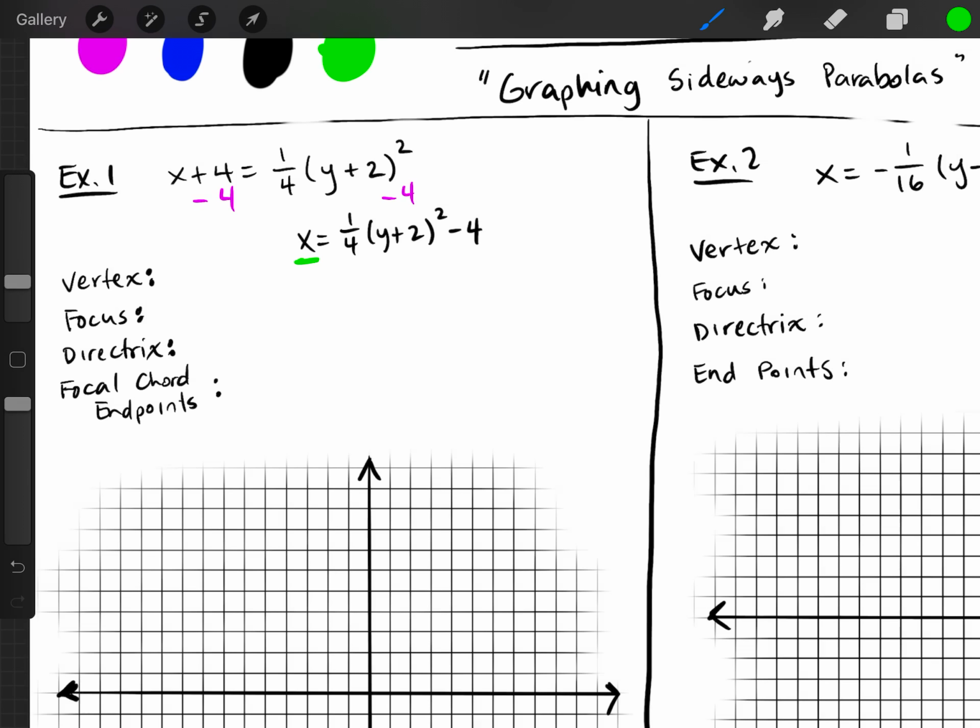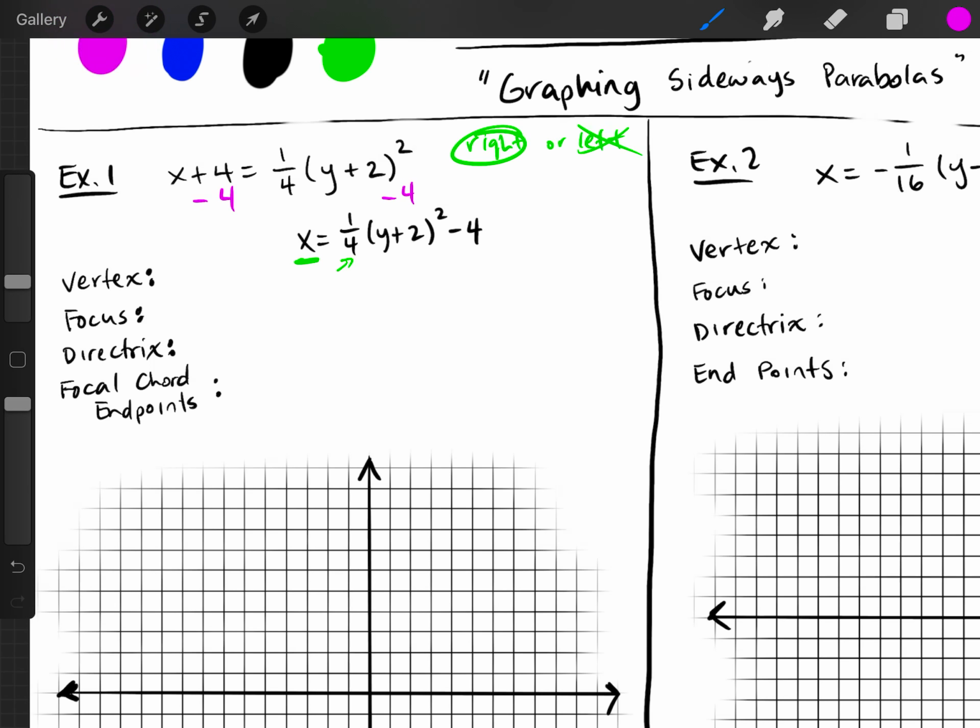Again, from that point right there, we can say, oh, it's x equals, so it's either opening to the right or left. Specifically, though, since that is a positive 1/4 right there, we know it's opening to the right and not to the left. So that's just a good way of determining that.